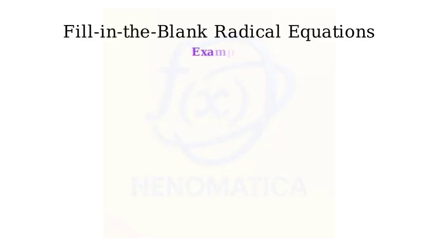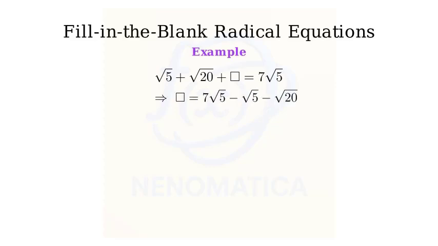In this lesson, we will solve two fill-in-the-blank radical equations step by step, following the exact algebraic structure shown. We'll simplify radicals and combine like terms. Example. Start with the equation. Square root of 5 plus square root of 20 plus a blank equals 7 square root of 5. Isolate the blank on the left by subtracting the other terms.